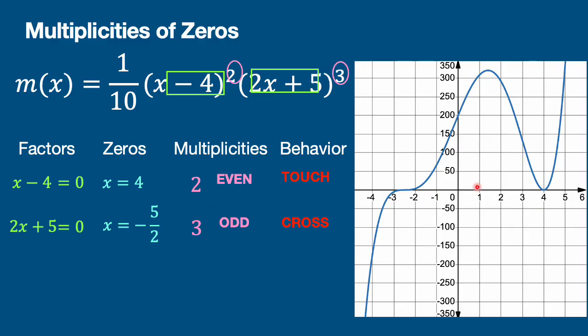Okay, that's the sketch of the function. Let's check it out. x equals 4. x equals negative 5 over 2. Negative 5 over 2, that's the x-intercept right there, guys. Here the multiplicity is odd.